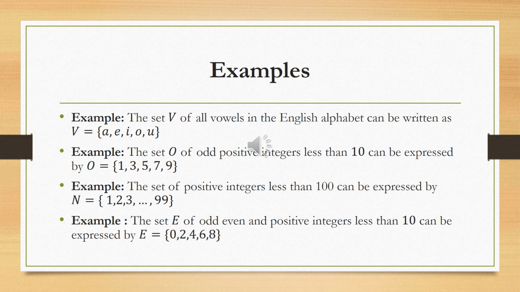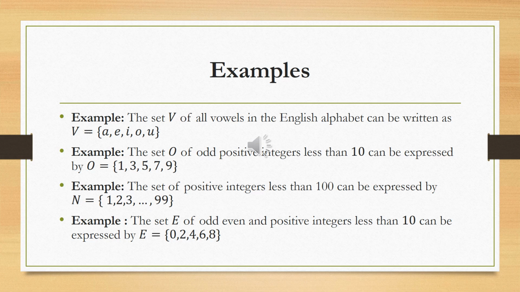Example of another set. The set of odd positive integers less than 10 can be expressed as follows. Odd integers less than 10, we call this set O. So we write O, capital O, which is the numbers 1, 3, 5, 7, 9. These are all the odd numbers that are less than 10.